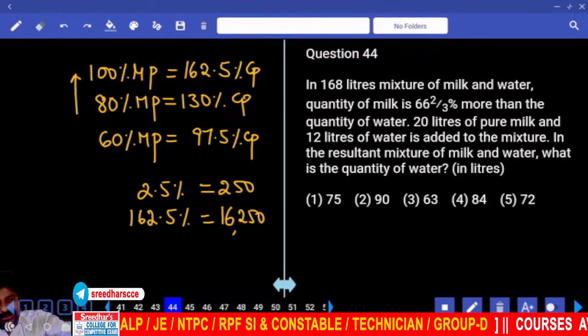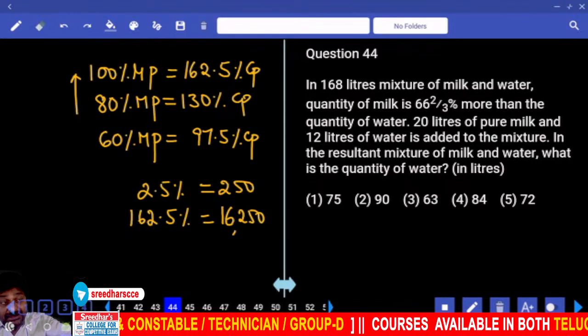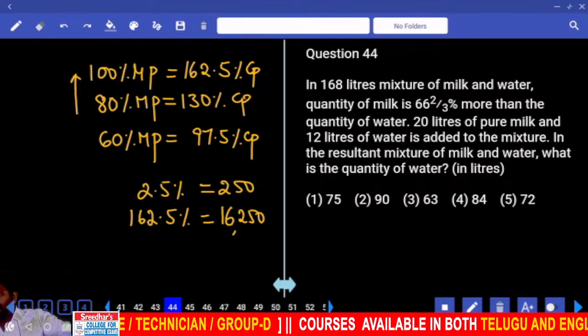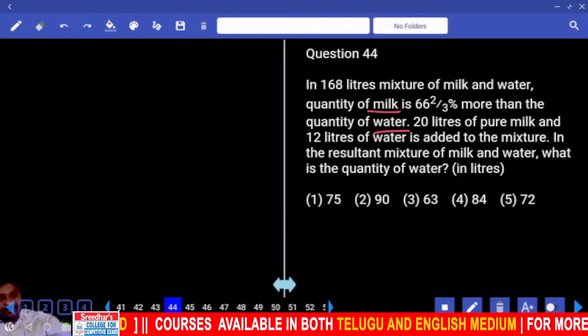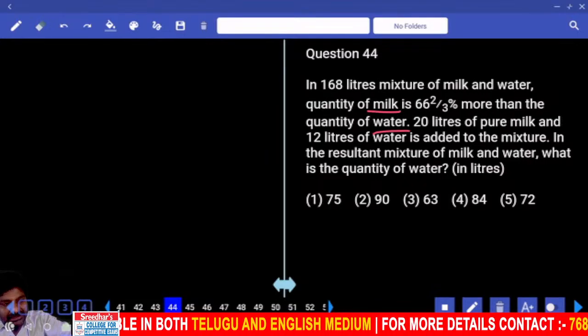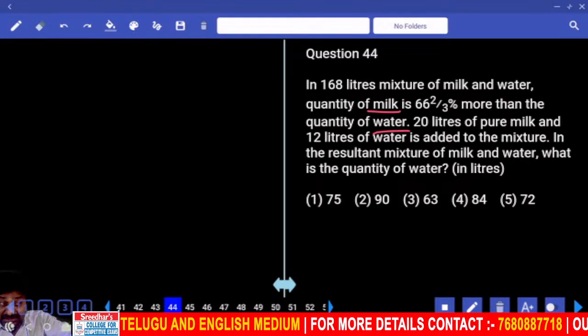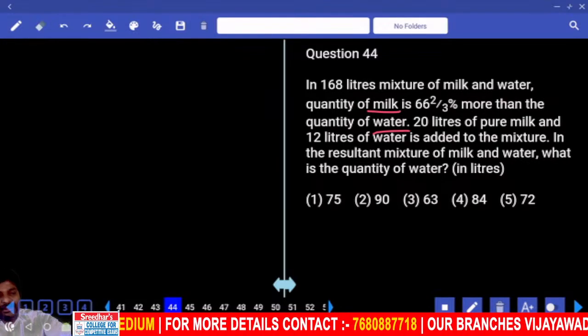In 168 liters of mixture of milk and water, quantity of milk is 66 2/3% more than quantity of water. Milk is compared with respect to water. 20 liters of pure milk and 12 liters of water is added to the mixture. In the resulting mixture of milk and water, what is the quantity of water?